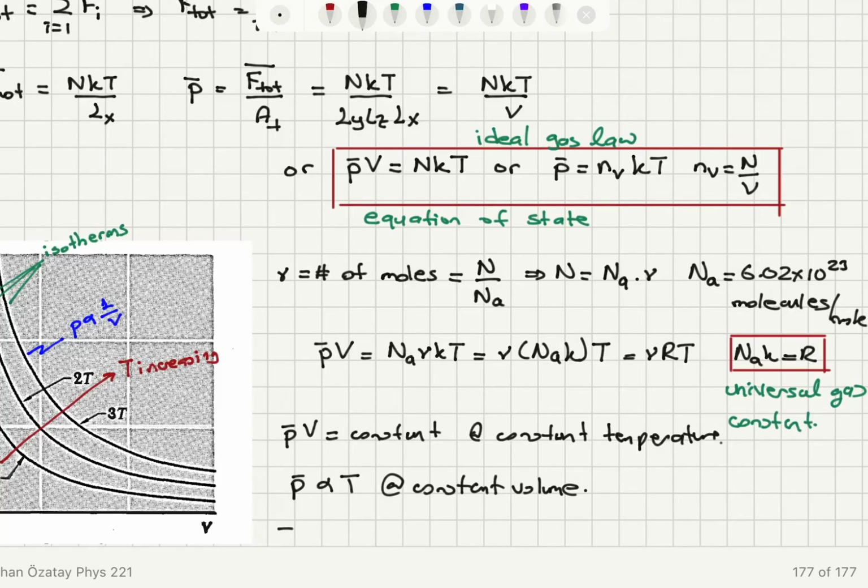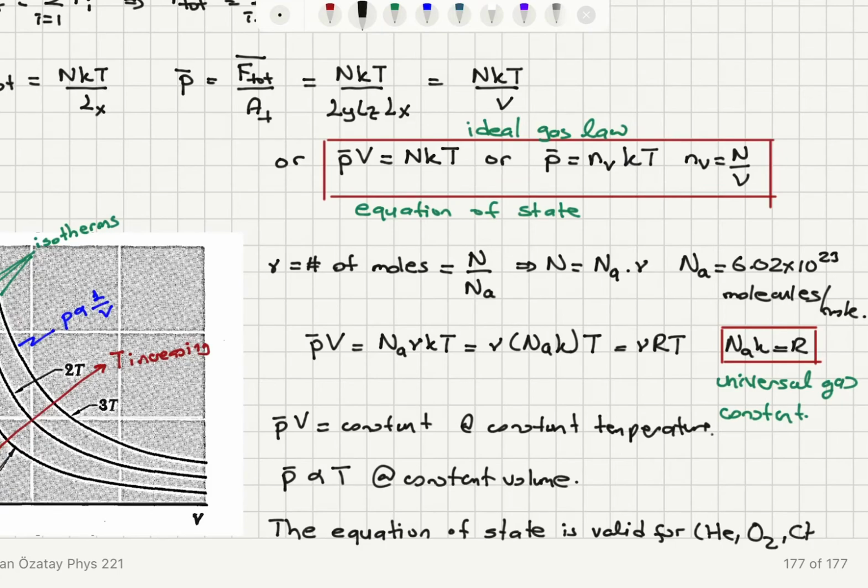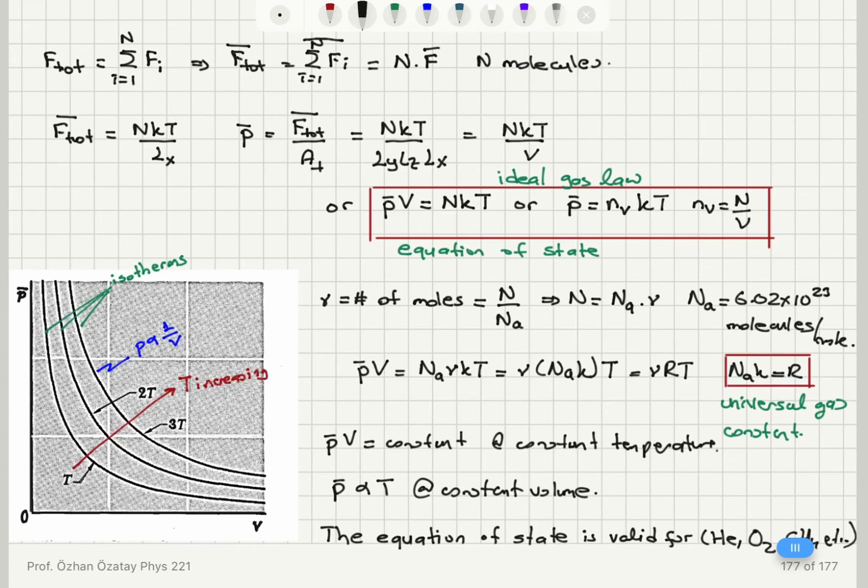So the equation of state that I have obtained here is valid for helium, a monatomic gas, oxygen, a polyatomic gas, methane, etc., if you have it dilute enough so that you can approximate it to be an ideal gas.